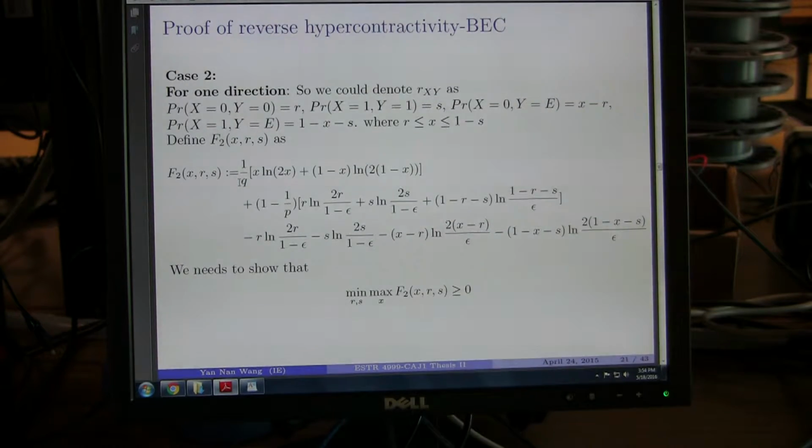We denote this 3-variable function as f2(x, r, s). So basically we want to show the minimum over r, s and maximum over x of f2(x, r, s) is non-negative.